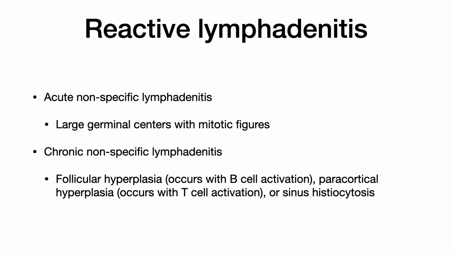So it can be follicular. You'll see increased follicles, pericortical, and then also occasionally sinus histiocytosis, where you see increased numbers of macrophages in the sinuses.